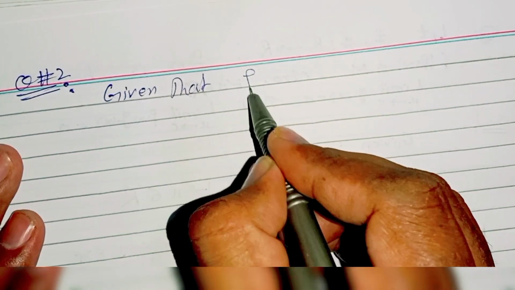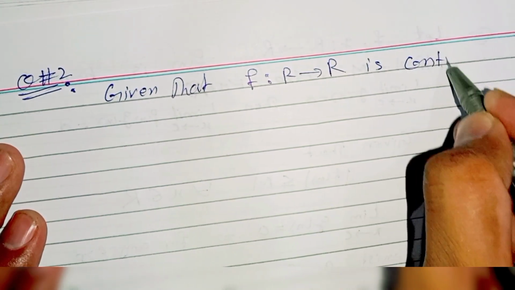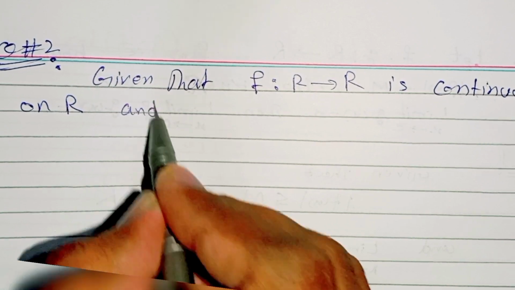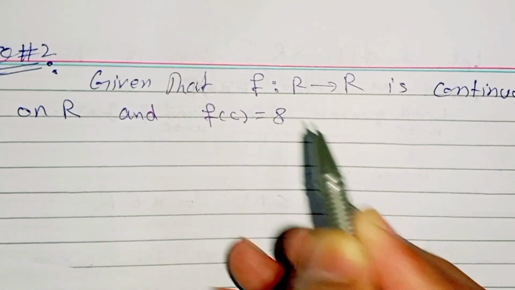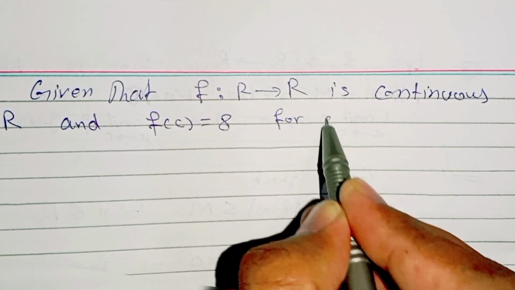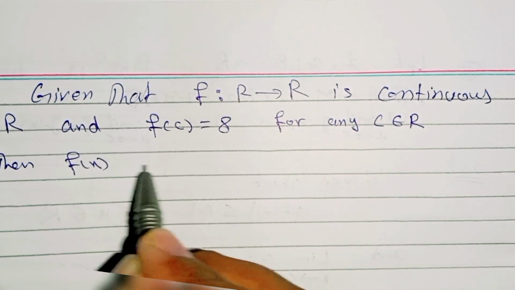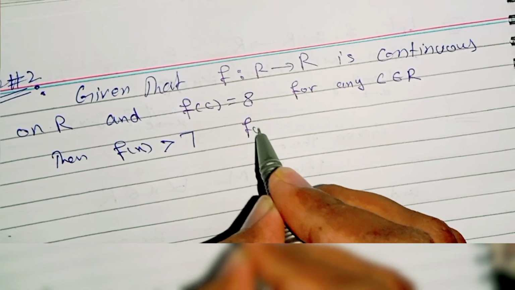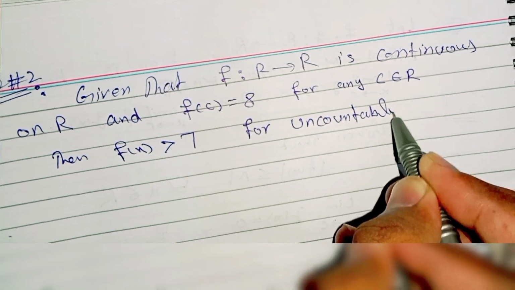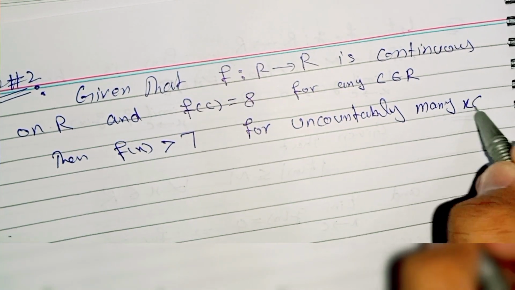Question number 2. Given that f is a function from R to R, continuous on R, and f(c) is equal to 8 for any c belongs to R, then f(x) is greater than 7 for uncountably many x belongs to R.